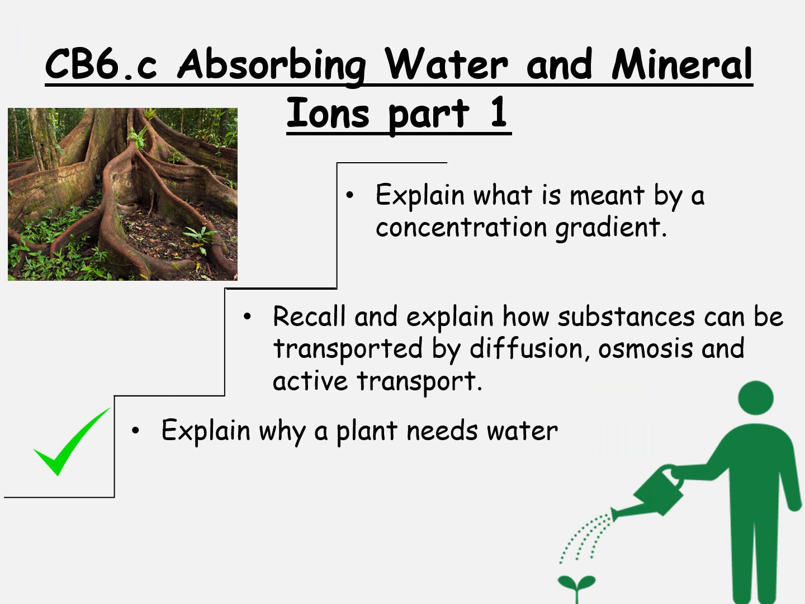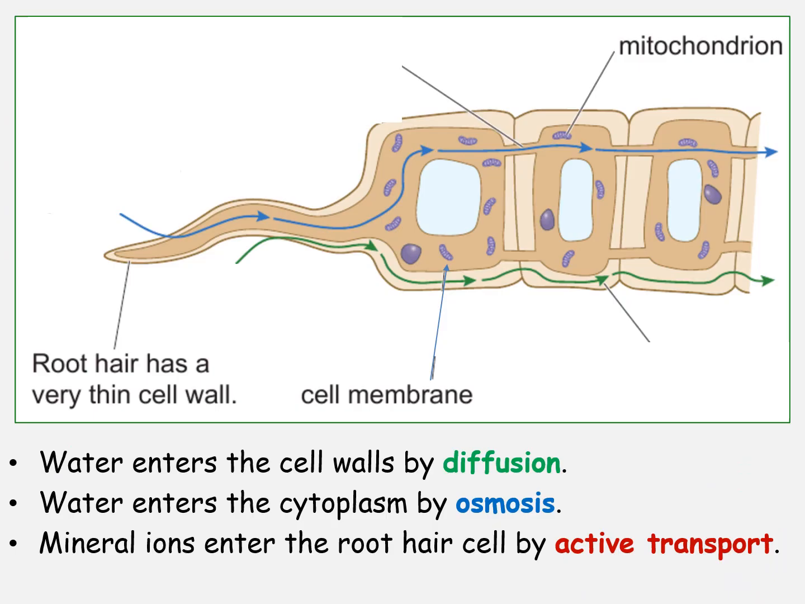So I had a quick brief look at why plants need water, and now we're going to have a look at the key terms in a little bit more context. So I'm just showing you this diagram really to put the terms diffusion, osmosis and active transport into a little bit of context for today's lesson.